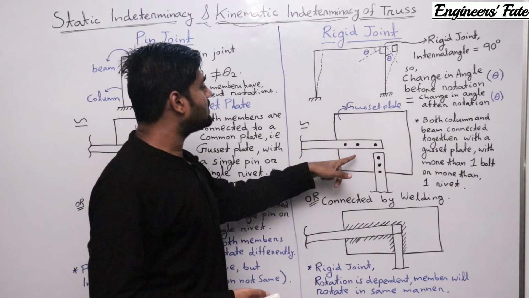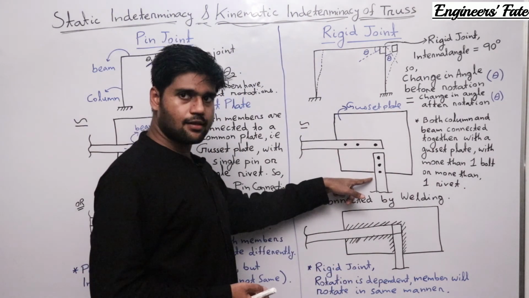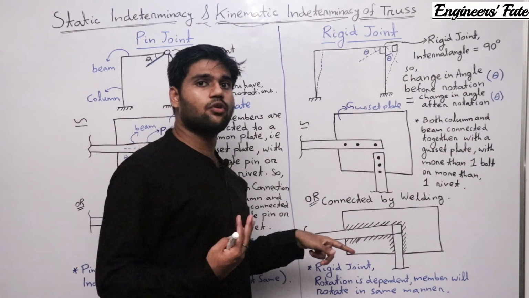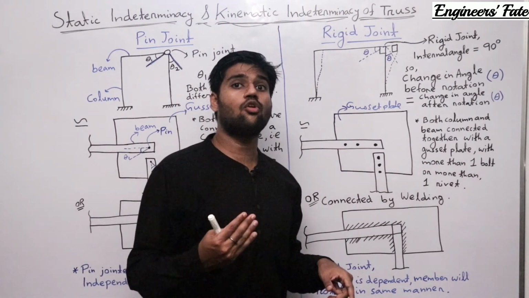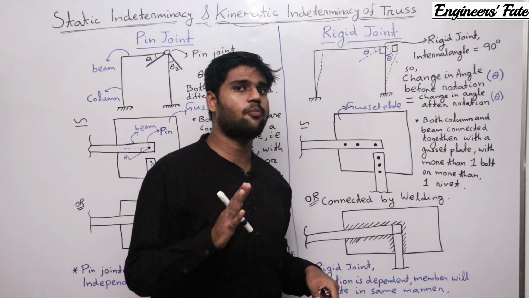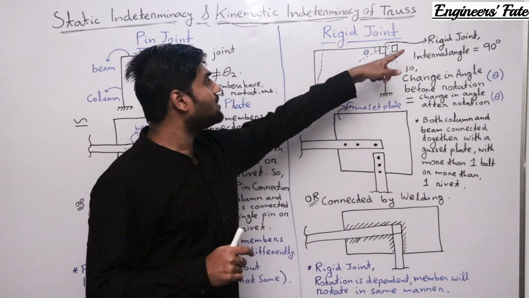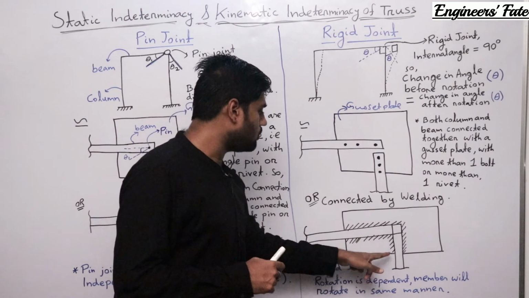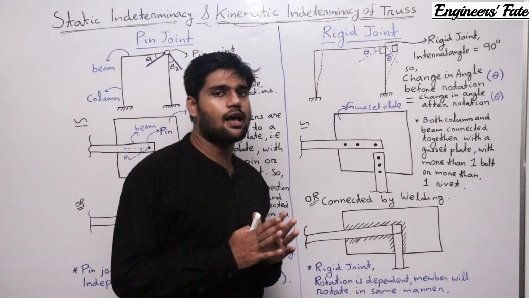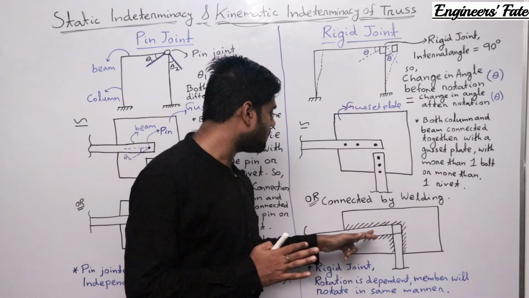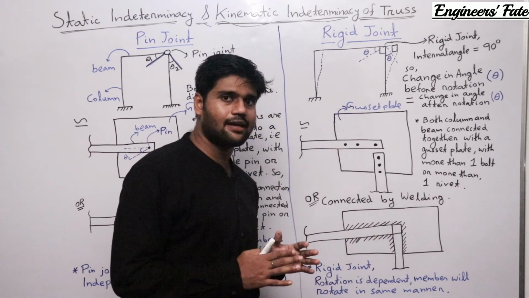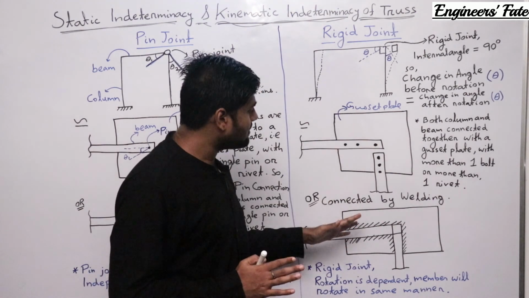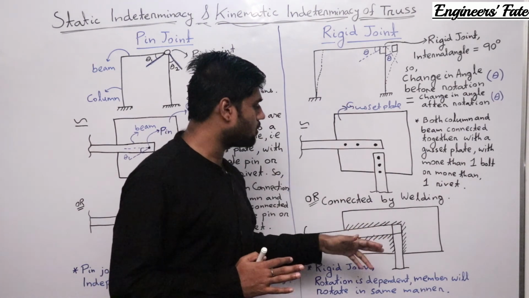You can see the same beam and column connected to the same gusset plate and fastened with more than one bolt or more than one rivet. This is the point to note. Or the representation of a rigid joint can be like this: both beam and column are connected with the help of welding, meaning both beam and column are connected together and then welding is done. So this is the representation of a rigid joint.